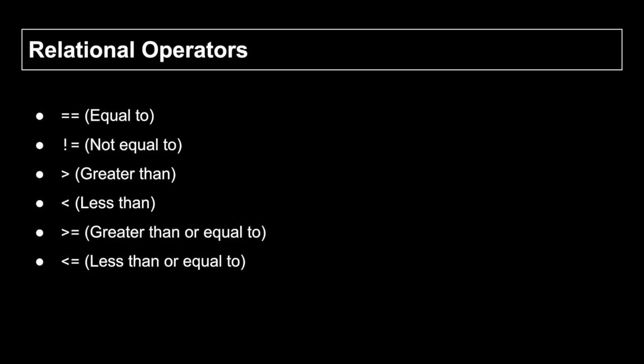Relational operators. Relational operators are used to compare two values. Equal to checks if two values are equal. Not equal to checks if they are not equal. Greater than checks if the left operand is greater. Less than checks if the left operand is smaller. Greater than or equal to and less than or equal to check whether it is greater or less than or equal to. These return either true or false, usually 1 or 0 in C.